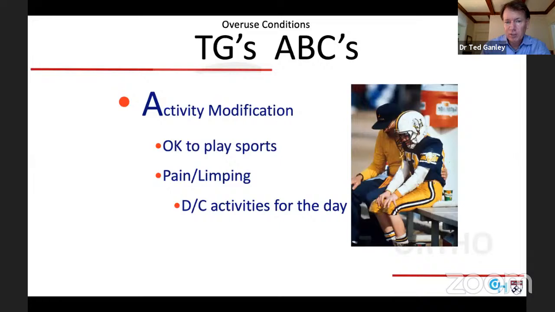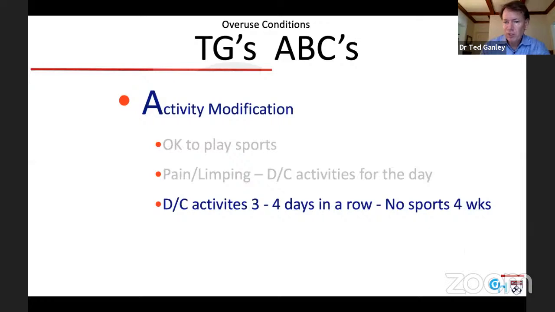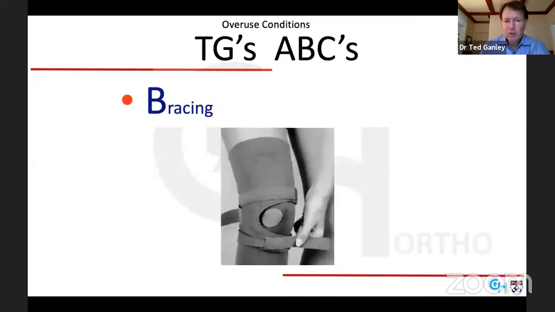I tell kids that it's okay to play sports, but if they have pain and limping, they have to discontinue. That's Mother Nature's way. It's not my way, but Mother Nature's way. They have to discontinue the activities for the day. If they have pain and limping 3 to 4 days in a row, that's nature's way saying they need to take a month off. No sports during that time and simply work on their flexibility, core strengthening.